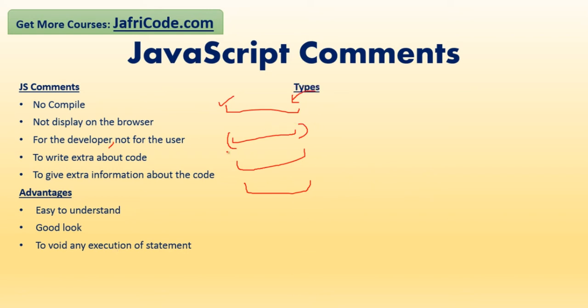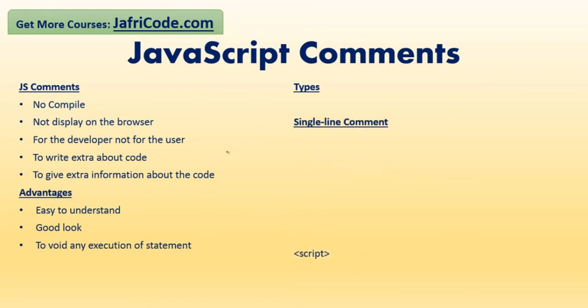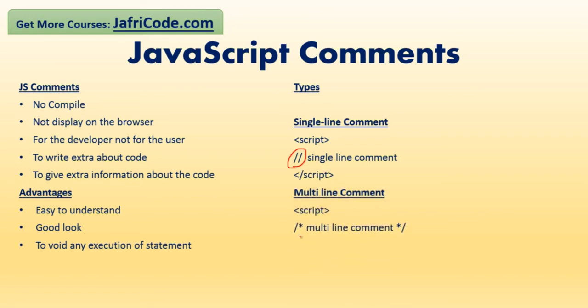Next are the different types of comments. One of them is the single line comment. Two slashes are used to provide a single line comment. Another is the multi-line comment. The multi-line comment syntax is slash star and star slash. This method is used to provide a multi-line comment. So this was the discussion about comments. We go to Visual Studio Code and do a practical on how you can write comments in a JavaScript program.